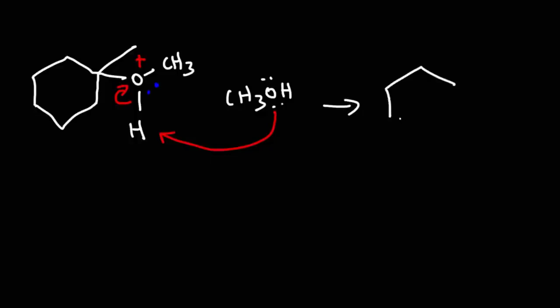And so we're going to get an oxygen with a plus charge and 3 bonds. Now another methanol molecule is going to remove this hydrogen, and the end result of this reaction is an ether. So that's what happens when you react an alcohol with an alkene. You're going to get an ether.